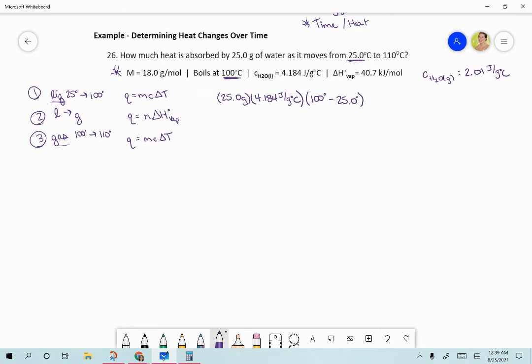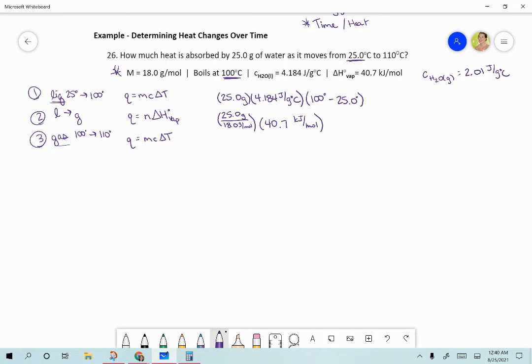Step number 2, to find moles, remember we just take our mass divided by our molar mass. That equation is on your equation sheet also. So I take my mass in grams and divide it by my molar mass of water. And then I'm going to take this times that delta H value, which is 40.7 kilojoules per mole.